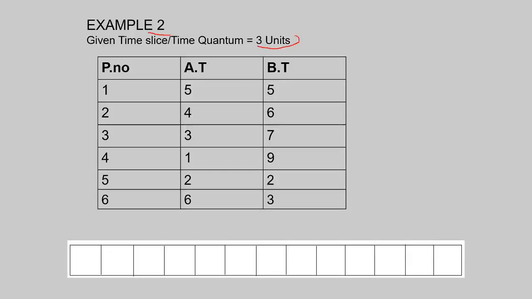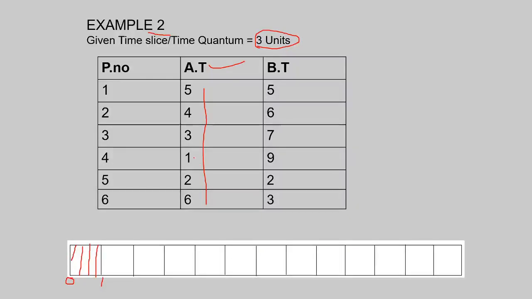Now, they have given the time slice as 3 units. So every process has to execute for 3 units. First, consider the arrival time. Check which process has arrived at the 0th unit. At the 0th unit none of the processes has arrived, so the CPU is going to remain idle from 0 to 1 unit.